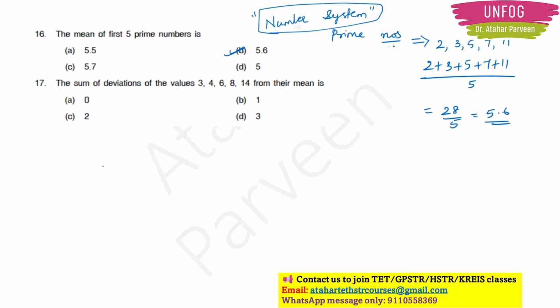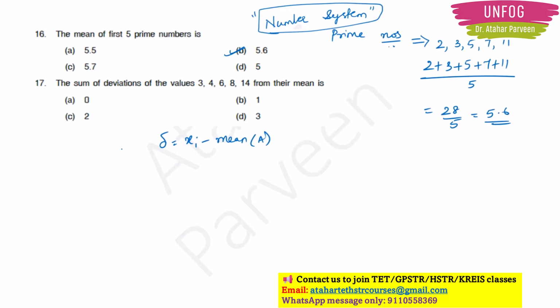Okay. Next question. The sum of deviations of the values 3, 4, 6, 8, 14 from their mean is. Now this is an interesting question. You have to find the sum of deviations. Remember what the deviation was? Deviation is equal to xi minus mean. That mean we denoted by capital A or small a, remember? Yes, very nice if you are remembering.